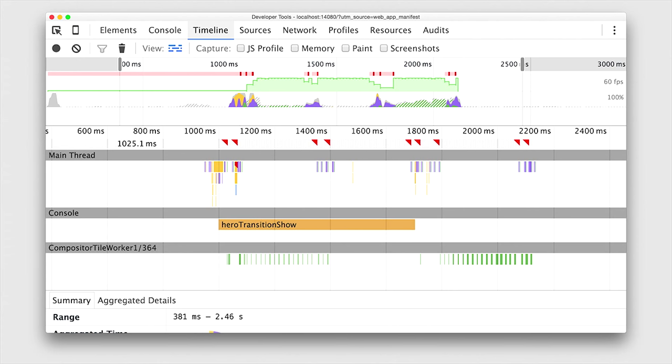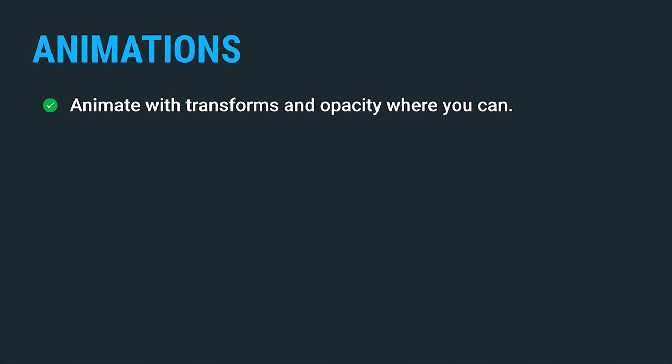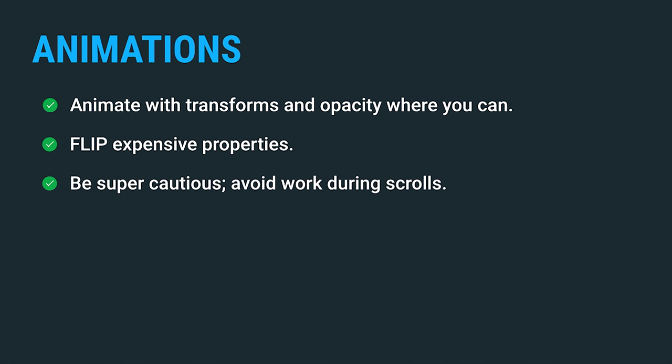If you don't do a flip-like animation, it will probably be very difficult to get 60 frames a second. But it's a big cheat, and I love it. So animate with transforms and opacity where you can. Flip your expensive properties over to cheap ones. And be super cautious and avoid work during scrolls in particular, if you can.